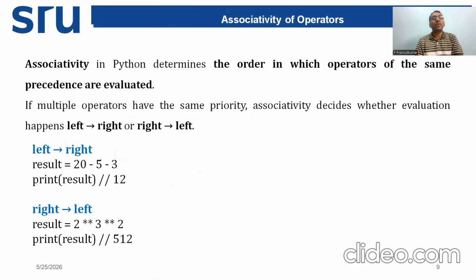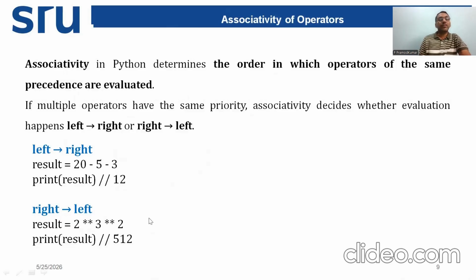If multiple operators have the same priority, the associativity decides whether evaluation should proceed from left to right or from right to left. Here are 2 examples. Basically, most of the times the associativity is applied from left to right only. In fewer cases, the associativity is applied from right to left. In the first example, let us see how it is applied from left to right.